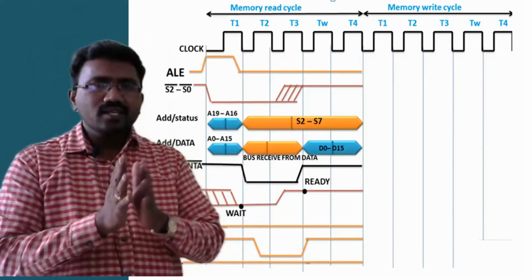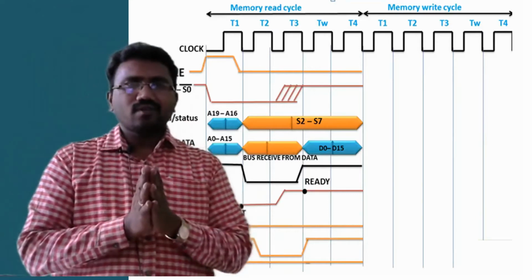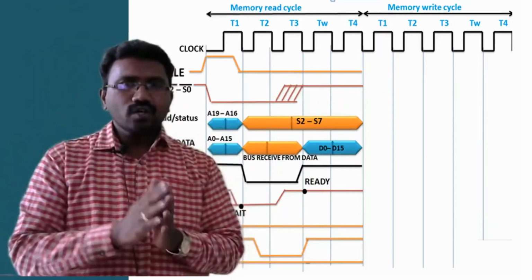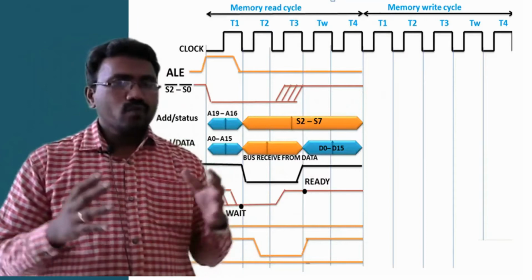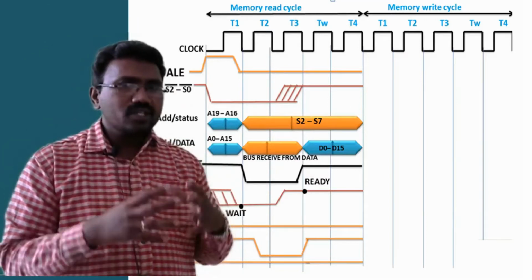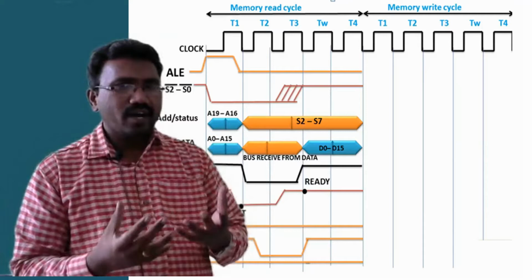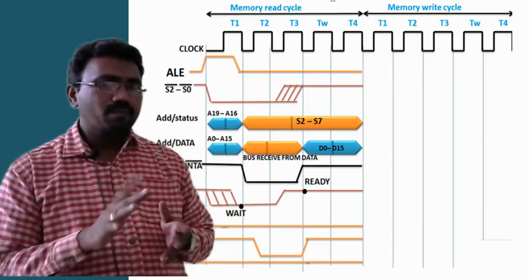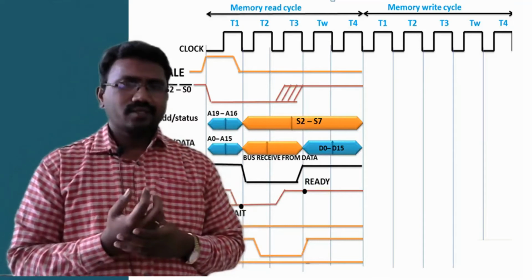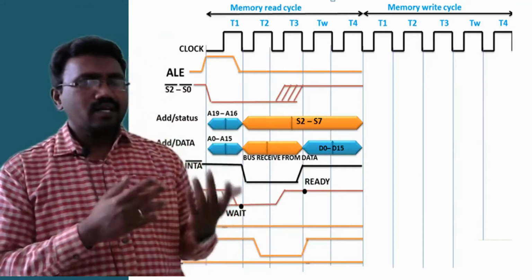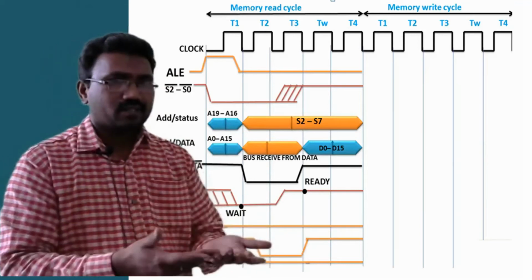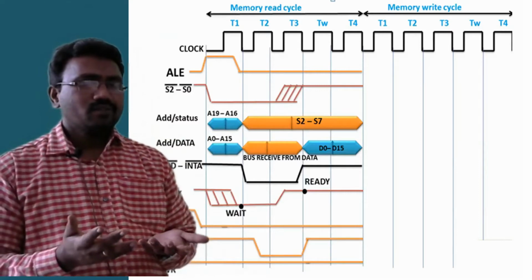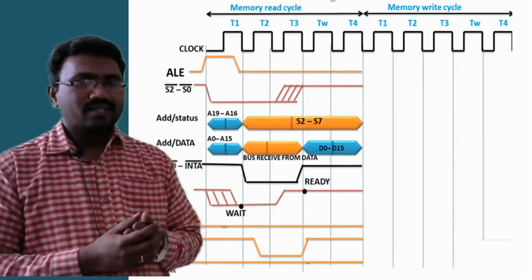If you maintain separate lines for address and data, A0 to A15 need 16 separate pins, and D0 to D15 need separate data lines. If you use common pins for address and data lines, the number of pins will be reduced. That is the advantage of multiplexing address and data lines. Then these address and data lines must be demultiplexed. You need to separate address lines and data lines using latches and transceivers.